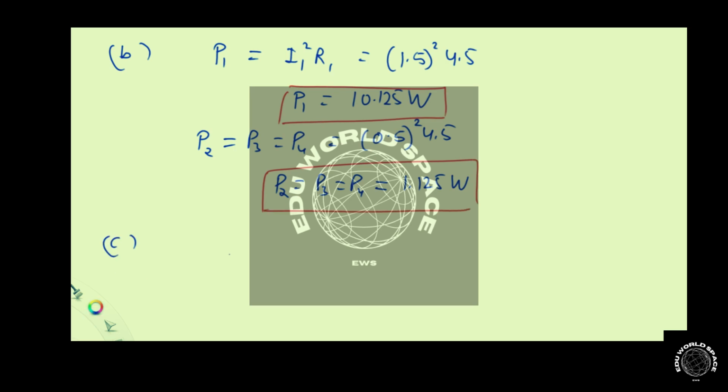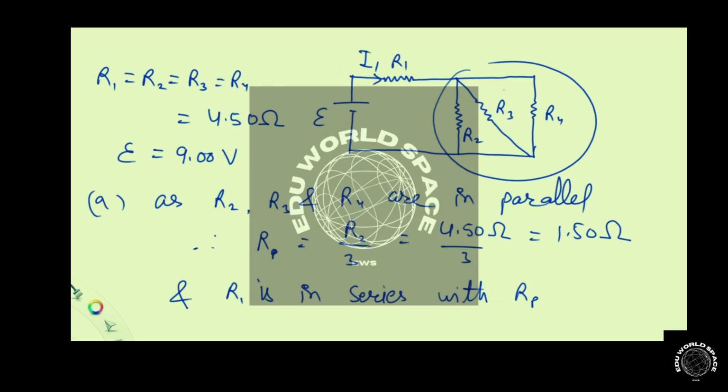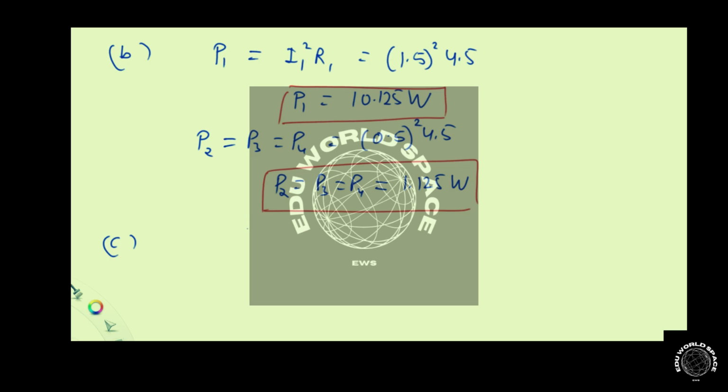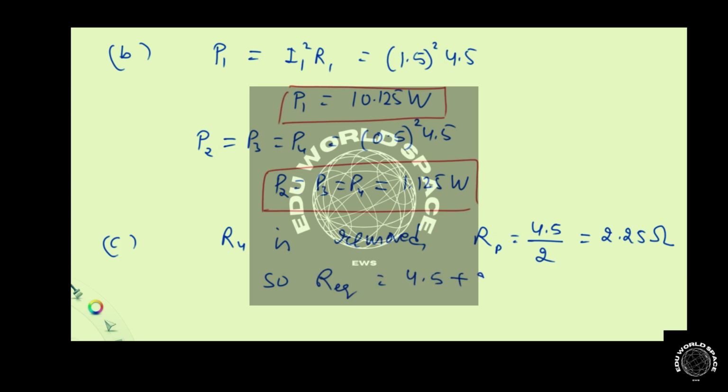Now in the third part of the problem, R4 is removed, one of the bulbs is removed, leaving behind only R2 and R3 in parallel. So when R4 is removed, now the parallel combination will have only two resistors. So the formula will be 4.5 divided by 2 only, means this is 2.25 ohm. So the equivalent resistance now, again with R1, which is 4.5 plus 2.25, is calculated to be equal to 6.75 ohm.